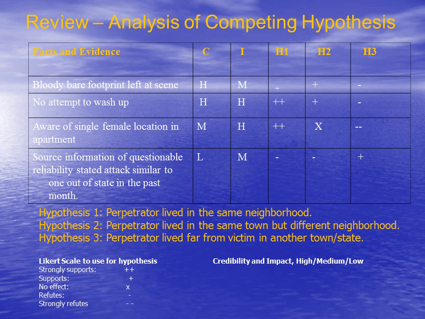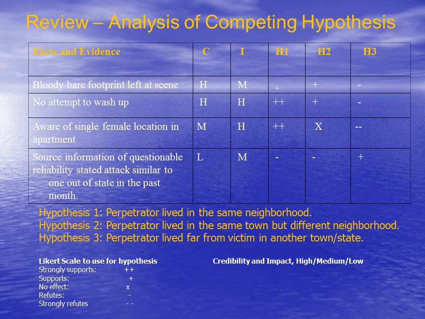Now, when you look at the chart, these are the facts and evidence that were found. Bloody barefoot print left at the scene, no attempt to wash up, aware of a single female and location, source information of questionable reliability stated the attack similar to one out of state in the past month. So this is information that they've developed that they're going to try to use in their analysis. Now, as you look at the column, C stands for credibility. In other words, what's the credibility of the information? I stands for the impact it would have based on the evidence that's found. What kind of impact would it have relative to the hypothesis?